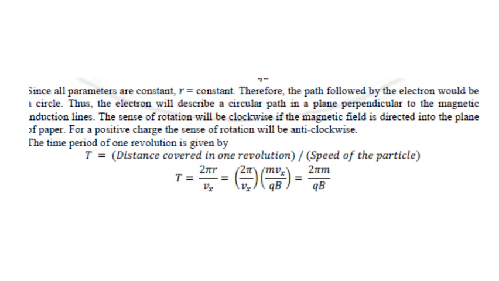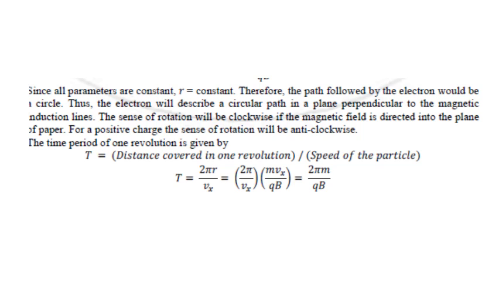The sense of rotation will be clockwise if the magnetic field is directed into the plane. For a positive charge, the sense of rotation will be anti-clockwise. We can check the direction of the magnetic field using Fleming's rule. I discussed it in detail in the previous lectures. You can refer to those lectures on how to calculate the direction, and we have shown the direction in the figure.